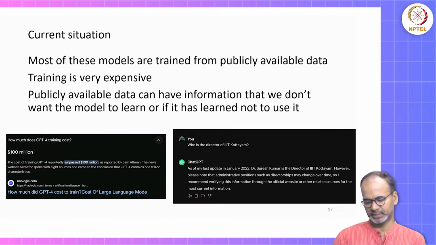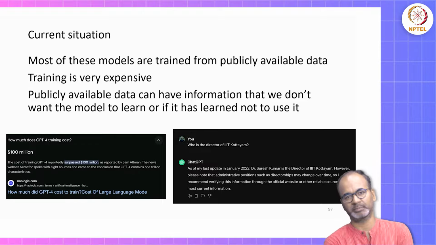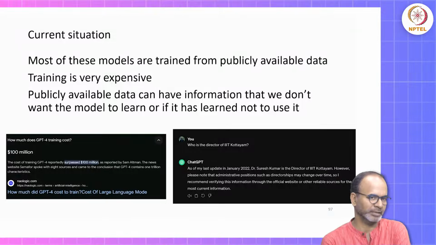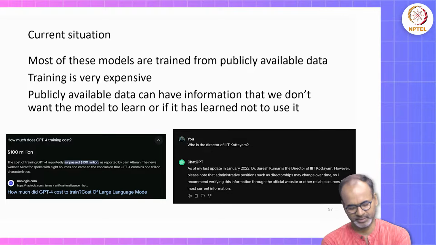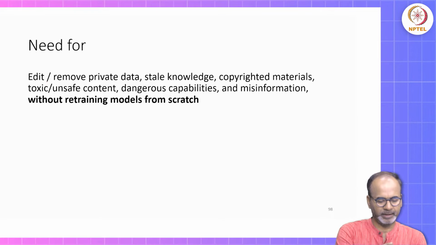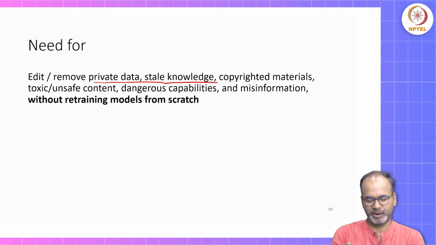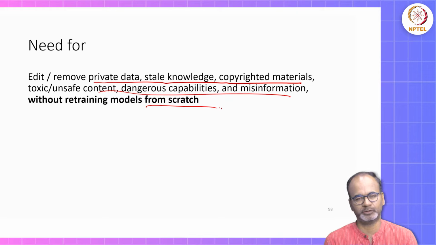Then we moved on to this idea of unlearning, right? Unlearning has also picked up pretty heavily in the last couple of months. Many methods have been created, much research output has come, and it is also being talked about heavily in the industry, to see how these models can do unlearning. The reasons for unlearning are private data, stale knowledge, and copyrighted materials. All of these are reasons why we need unlearning.